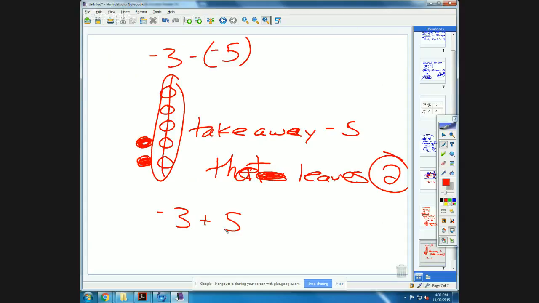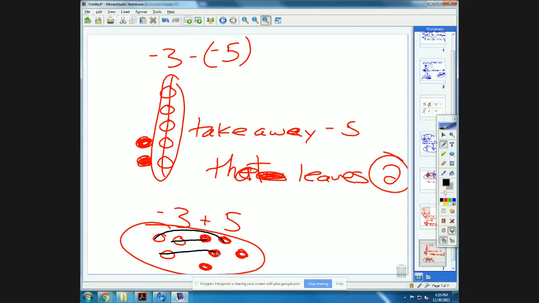Let's see, what's -3 mean? That's this right here. And +5 is these guys. And add means what? Combine them. Okay, so I combine them. Do I have anything else to do here? Yeah, there's some zeros. Come on, there you go. Let's see, so these two make a 0, those two make a 0, and those two make a 0. That leaves 2.